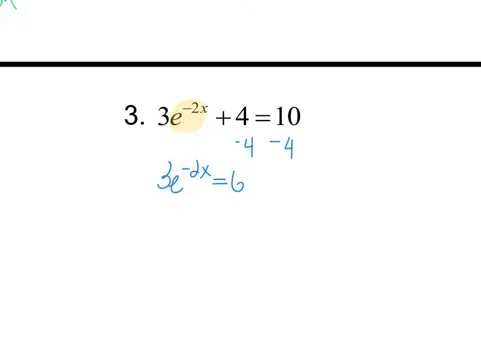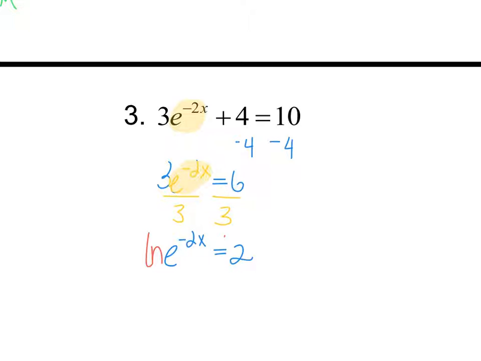And then that highlighted yellow area is still not isolated. So I have to go ahead and divide by 3. So I get e to the negative 2x equals 2. Okay. So once you get to this point, remember that we can't solve for a variable when it's in the exponent. So we're going to go ahead and either rewrite in logarithmic form, or what I like to do is I go ahead and I natural log both sides.